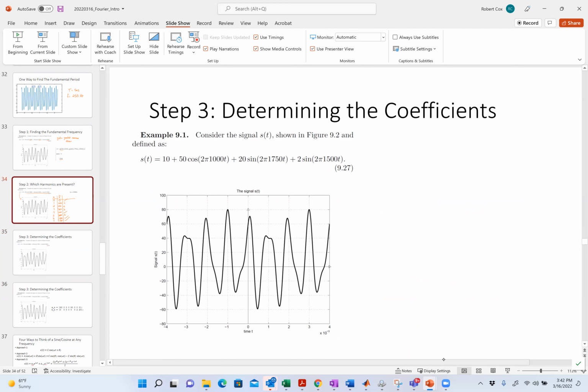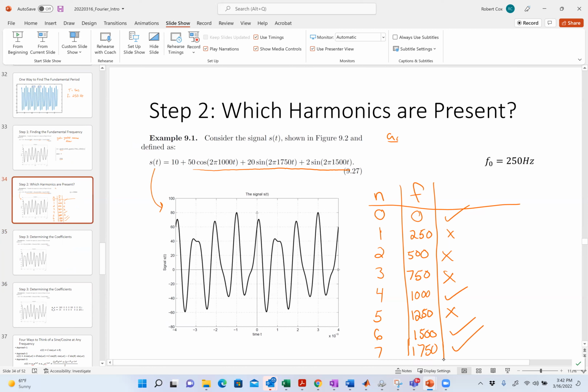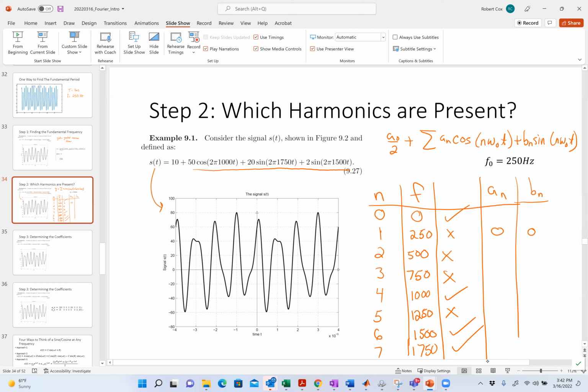So the form of the equation we said was A naught over 2 plus summation A n cosine n omega naught t plus B n sine n omega naught t, like that. Okay. So let's talk here. What's our A n values and our B n values? We're going to do a lot of examples next week. But look at this, A n and B n values. I don't have anything for these guys because those harmonics don't exist, right?